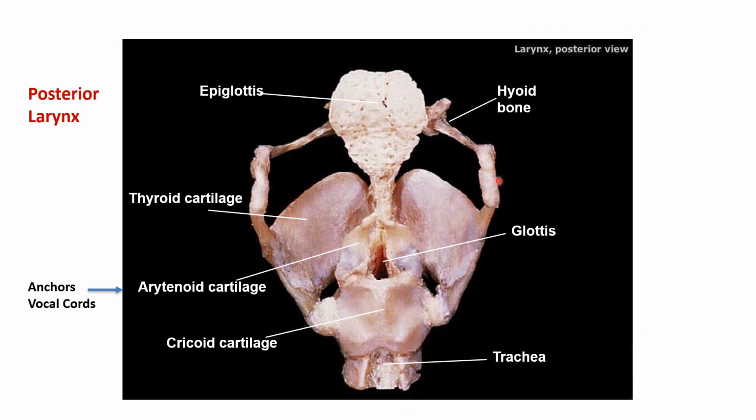And just another cadaveric photo of some of these structures: epiglottis, hyoid bone, glottis. This is where your vocal cords are. You have the arytenoid cartilage, which stabilizes the vocal cords, cricothyroid, and trachea.